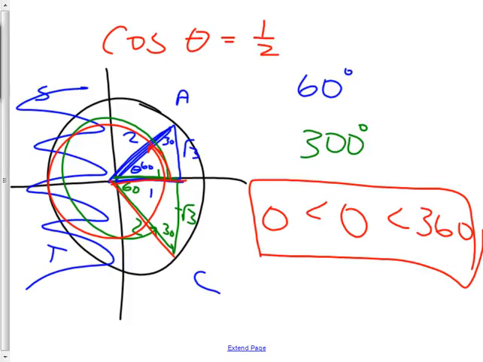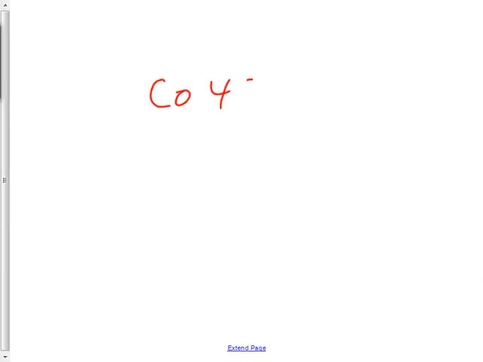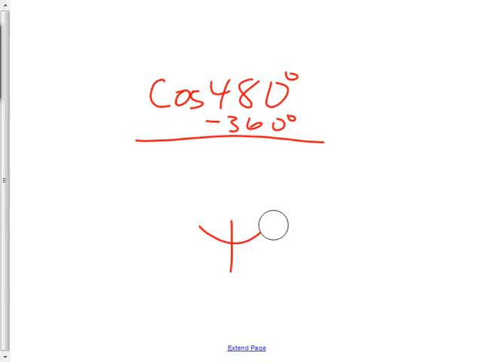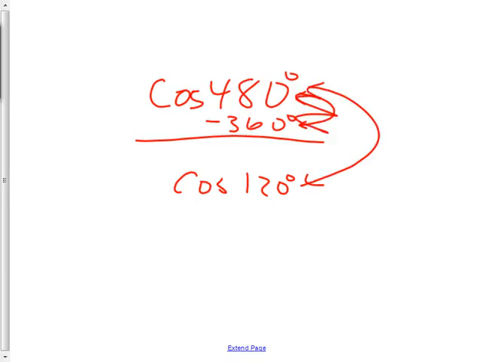Yes, you'll have to know if they ask you what's the cosine of 480. That's just like saying, okay, do you know what you're doing? Because one trip around 360 doesn't actually do anything. So I can subtract 360 from this and see what it really is. It's really 120. So they're really asking me cosine of 120 because these two angles are exactly the same as each other. Okay? All right. Moving on.